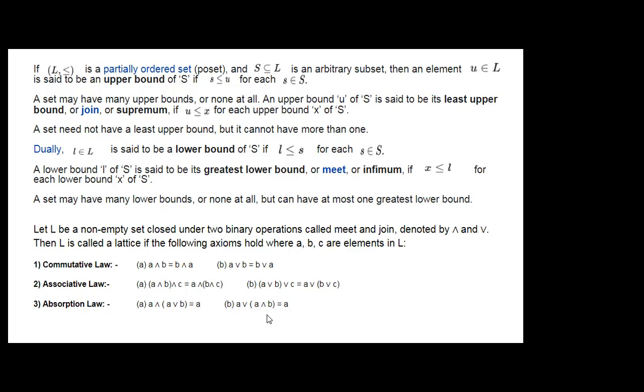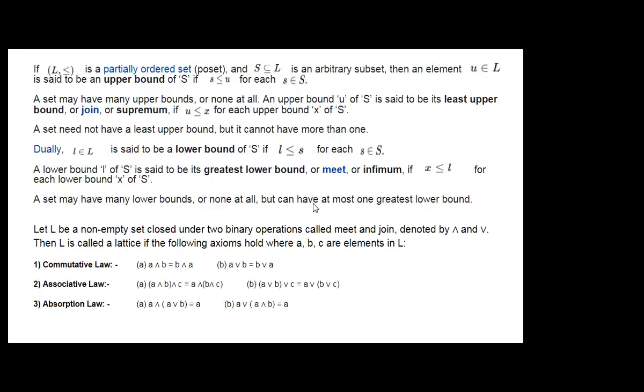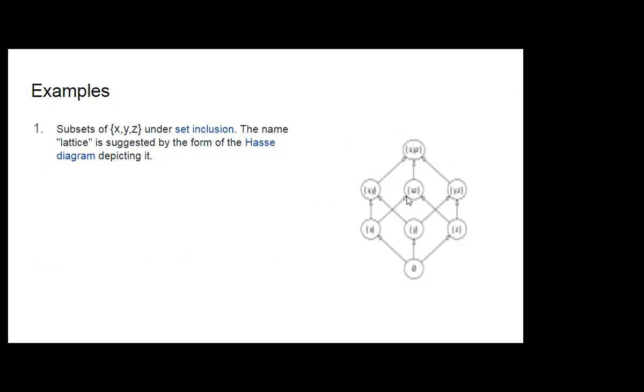Okay. Then the next example we can see here is subsets of X, Y, Z under set inclusion. The name lattice is suggested by the form of the Hasse diagram depicting it. We have seen this example already, okay? But it is a lattice. How is it a lattice?